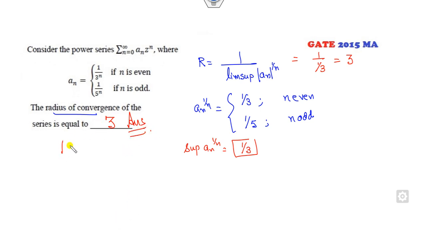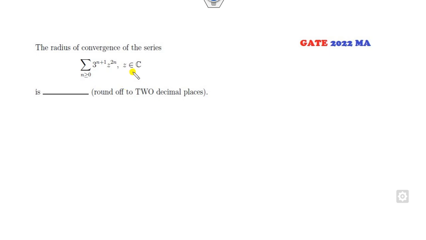If somebody asks you the interval of convergence, the center is 0, and at the point 3 you may check by substituting here whether it is convergent or divergent, by using the ratio test or the root test.